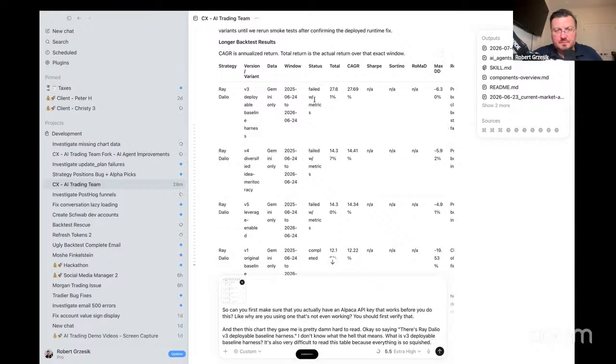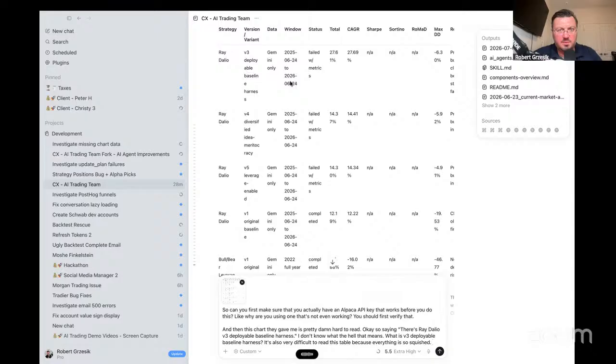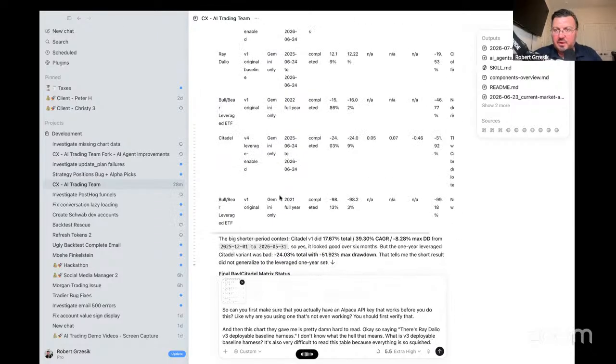You're saying that it failed with metrics. I don't know why. What do you mean failed with metrics? The window makes sense. These are the 1 year backtests, so those are good. And it's saying data is Gemini only, so none of these actually ran with the correct data. That's a problem, obviously. And these versions, you need to explain those a hell of a lot better.